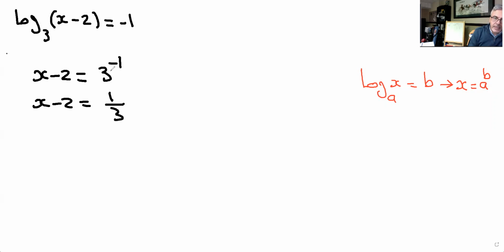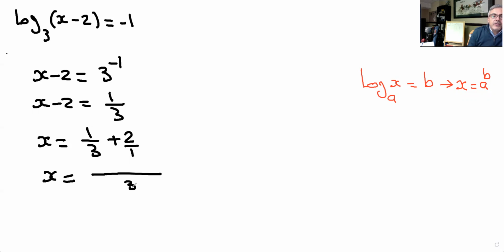3 to the negative 1 is a negative exponent, so you flip it and make the exponent positive, so it becomes 1 over 3 to the power of 1. And therefore, you move the negative 2 to the other side, so it'll be 1/3 plus 2. When you move it to the other side, you change the sign, and x would equal, the common denominator is 3. So 3 divided by 3 is 1 times 1 is 1, plus 3 divided by 1 is 3, times 2 is 6, which gives me 7 over 3. That's what x equals.